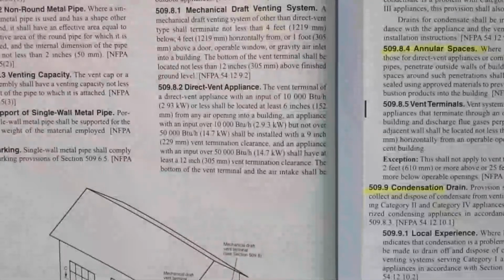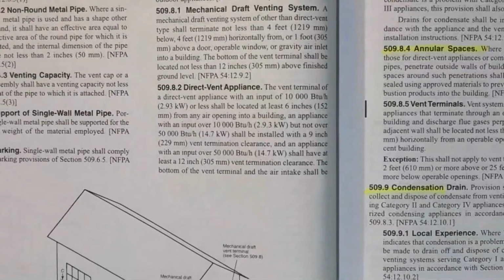Now let's read 509.8.2 because I'm sure you're pretty confused right now. We are talking about the venting, not the combustion air anymore. We're talking about venting and exhaust, getting rid of the CO2.